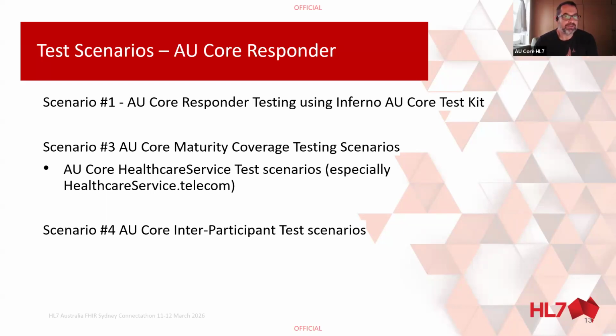So you can point that at your server and get some report back on your capability and also things that are passing or failing with your implementation of AU Core. So that's been a popular thing in the past, and gives you a way to test your server directly, and there'll be people there to help support that through the day if you have questions or want to discuss the outcomes of those reports.